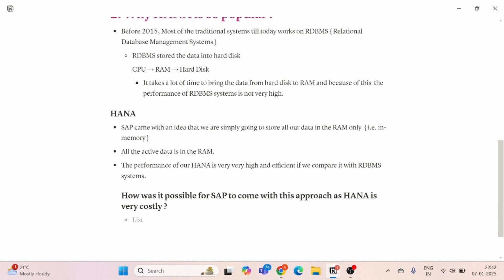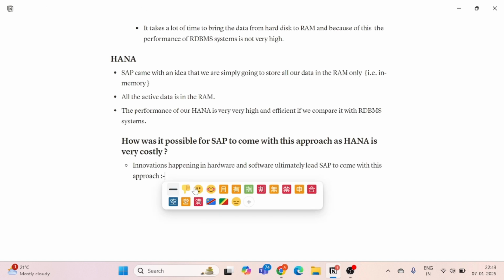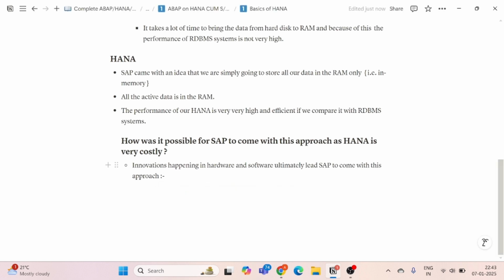The simple answer is the innovations happening in the world, in hardware and software, which ultimately led SAP to come up with this approach. Now, what are the hardware and software innovations that happened, because of which this was feasible for SAP? Let's see them one by one. Hardware innovations.